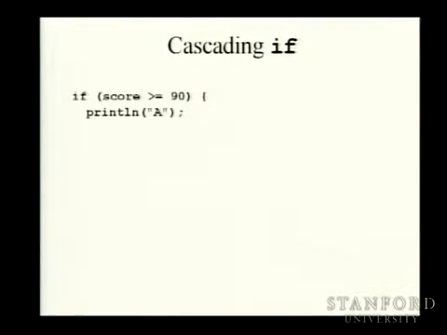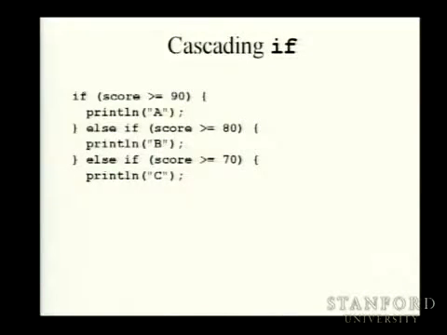A cascading if says, what I want is I'm going to check for just one condition to be true. So I'm going to start off with something that looks like a regular if. This is like high school grading, right? If your score is greater than 90, then print out A. Otherwise, else, and what are we going to do with the else? We're going to do another if. Else, if your score is greater than 80, print out B. Else, if your score is greater than 70, print out C. And otherwise, it's kind of, well, bad times, all right?